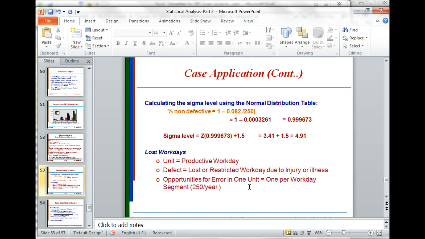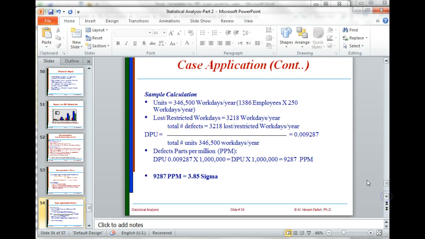So the opportunity for error in one unit is per work day that are lost out of the 250 days. So let me look at the data here as this person calculated. The sample calculation, the unit was 346,500 work days per year. Remember we had 1386 employees. Each of them worked, or potentially could work, for 250 days. So the total number of days at risk of getting potentially lost is the multiplication of these two, which is this number of days.